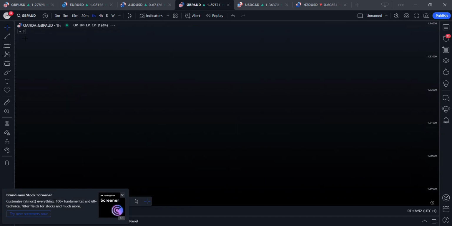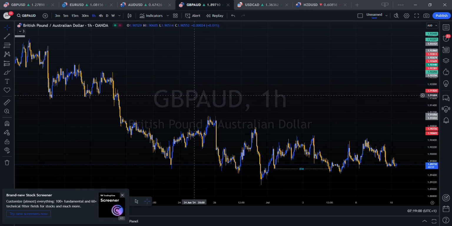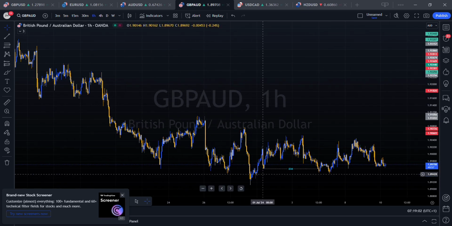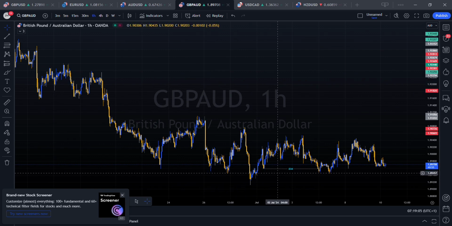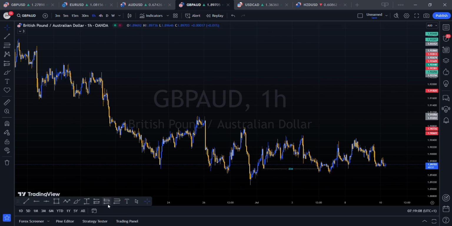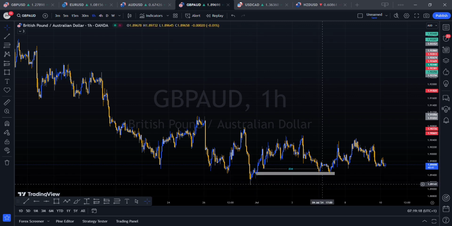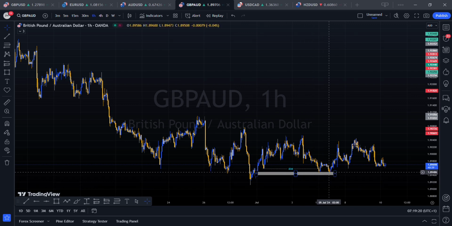Now we can actually check other pairs to see how they really work. We're talking about resistance and support. Now you can also see from here how price retested our support area right here. Yes. Now you see how price retested our support area right here, and then it moved up.